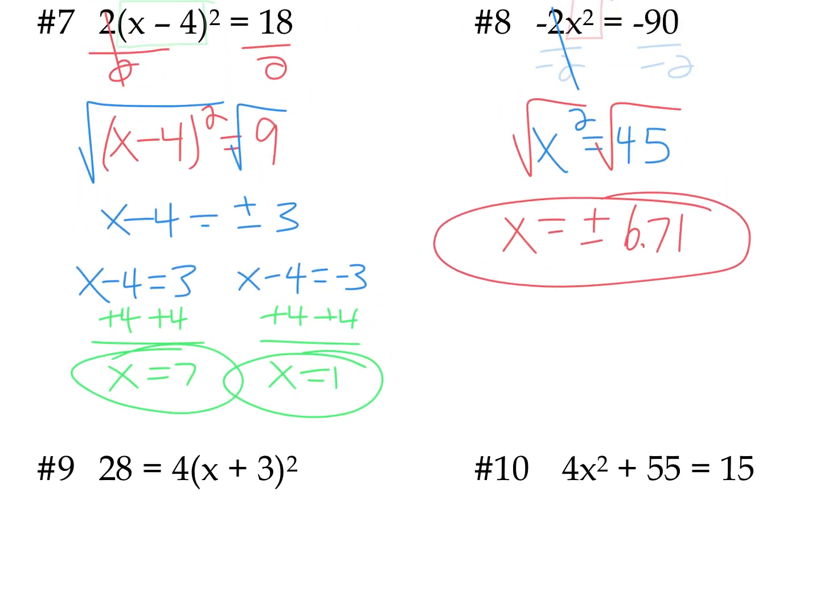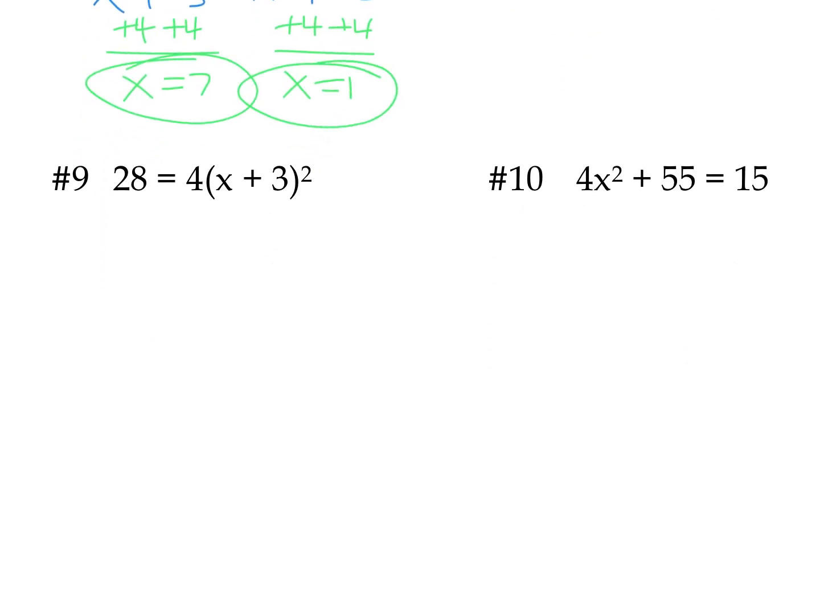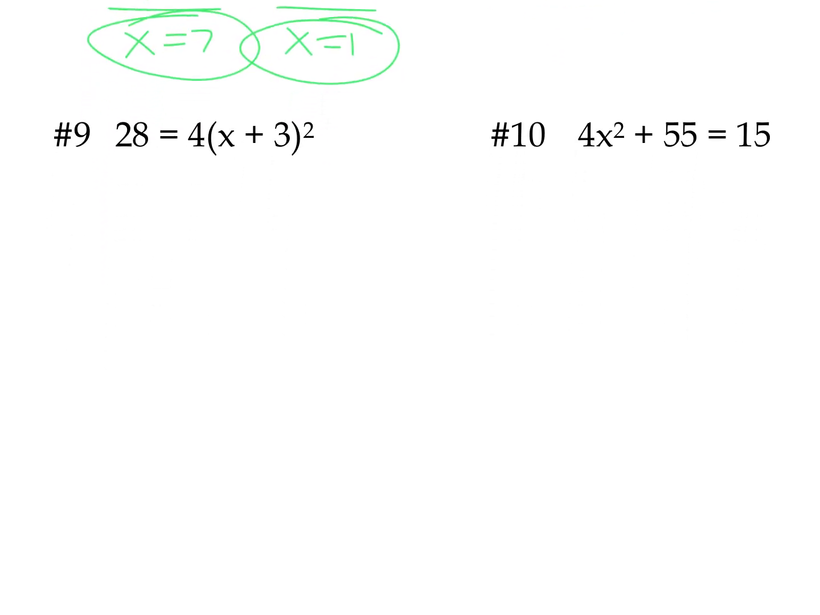Another example, like 7 here, where we have to get the part of the equation, that expression being squared, all by itself. So we're going to get that whole x plus 3 by itself by first dividing by 4 on both sides. So I can divide by 4 on both sides. The 4 there would cancel out. I'm going to get 7 equals x plus 3 in parentheses squared.